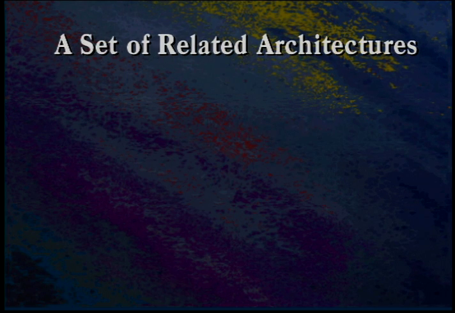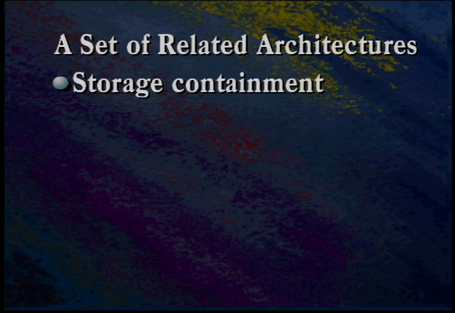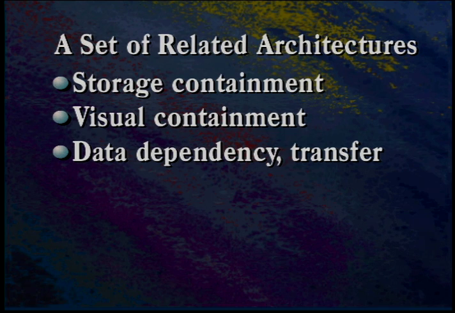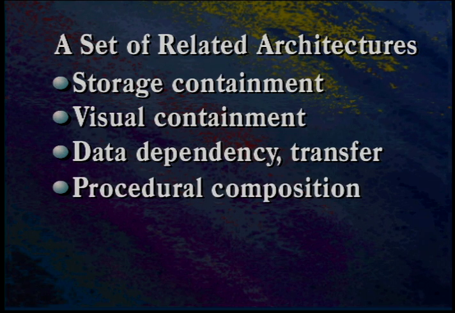Of the set of related architectures that are used in the domain of compound documents, we have storage containment, because objects may live inside some containing document or separately in their own storage unit. We have visual containment, so that objects can be presented in the context of the containing document and activated and edited there. We have data dependency between objects and data transfer between them. We have procedural composition for scripting languages and custom applications.